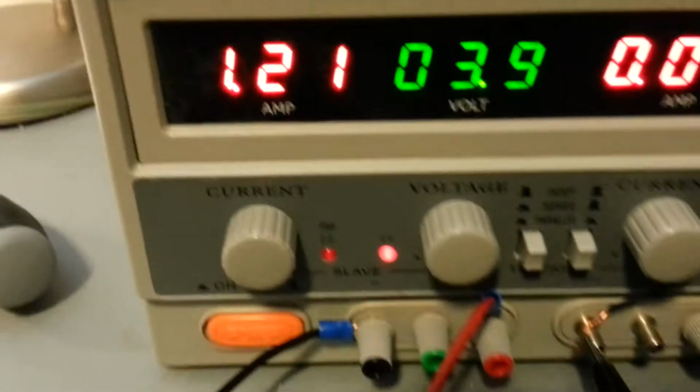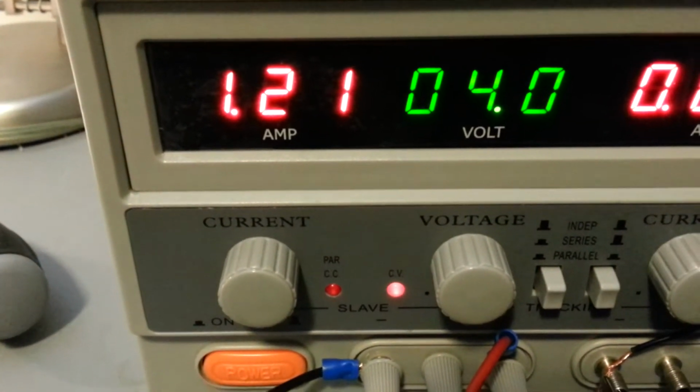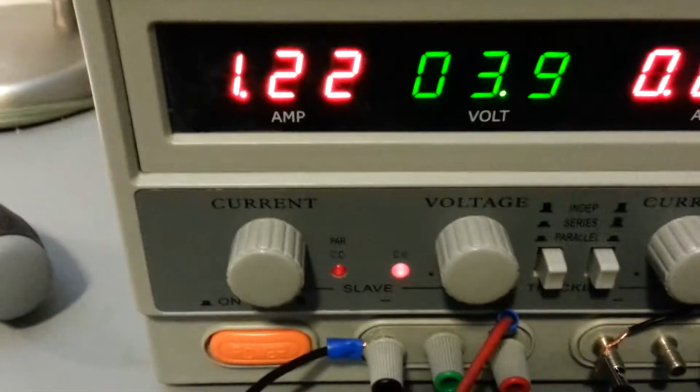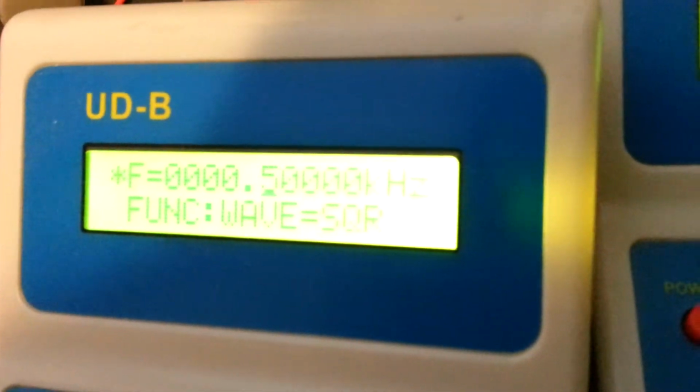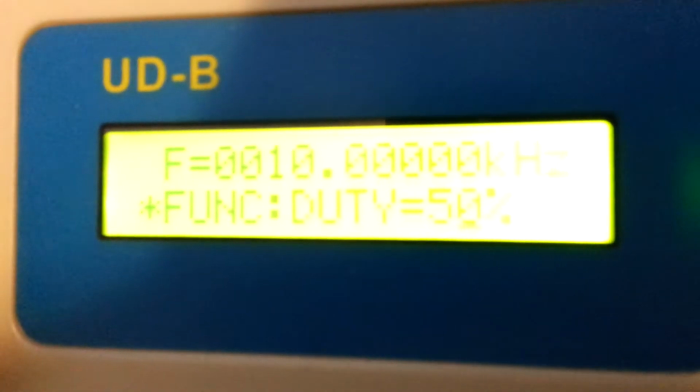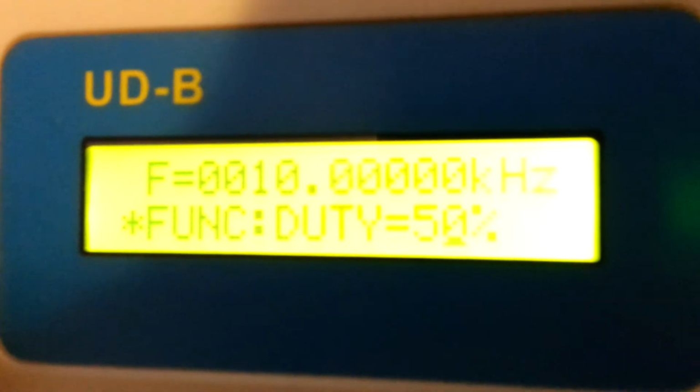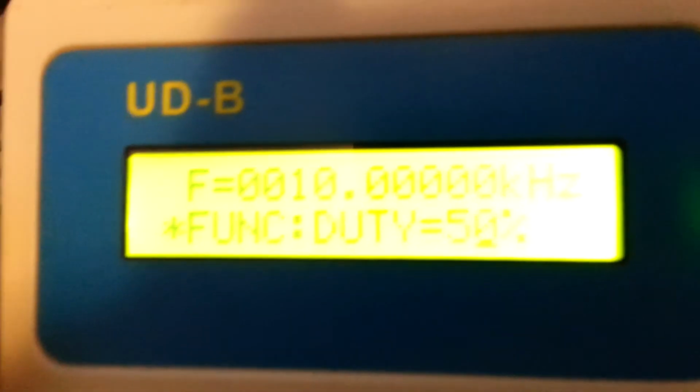There's the chokes. There's the pulse transformer, diode, drive circuit. I've got 4 volts at 1.2 amps going into the primary coil. My gate frequency is 500 Hertz, and my drive frequency is 10 kilohertz at a 50% duty cycle, if you can see that.